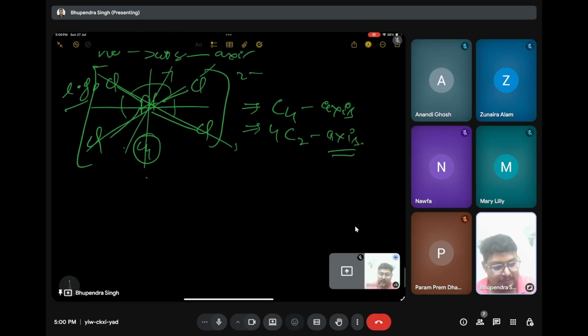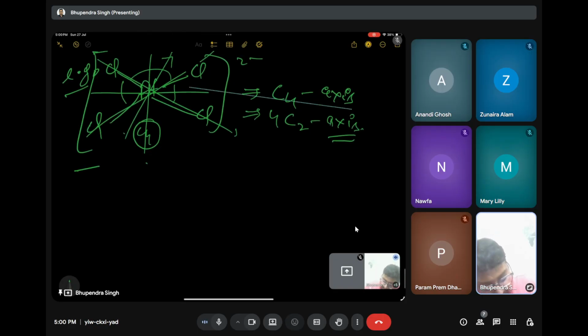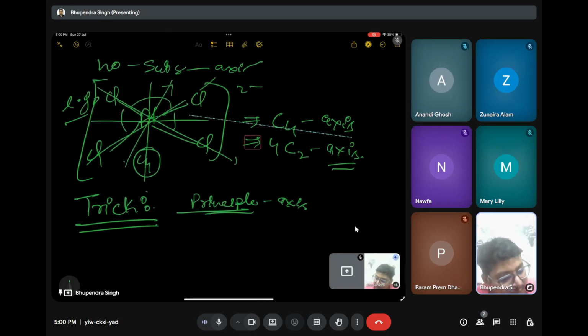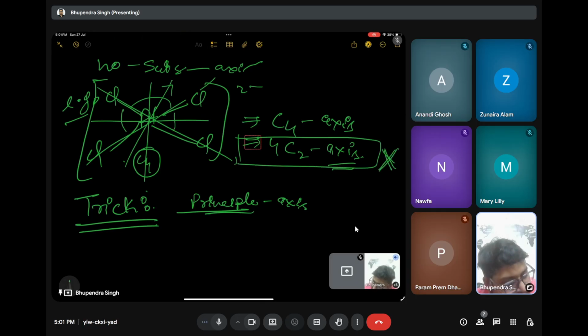Okay. Now, the trick. What is the trick? If you determine the principal axis of the molecule... let's say you don't know how to determine this. Okay, let's forget about this. Let's say you are smart enough to get this C4 axis. Now, how do you determine how many subsidiary axes you have in the molecule?